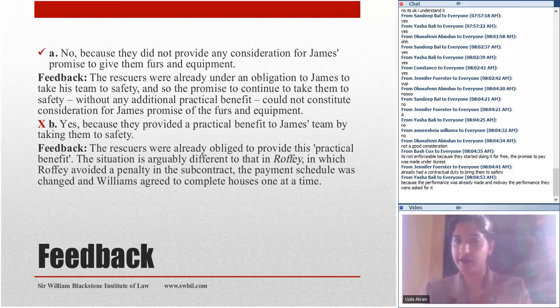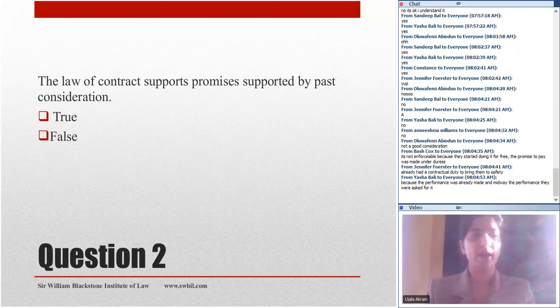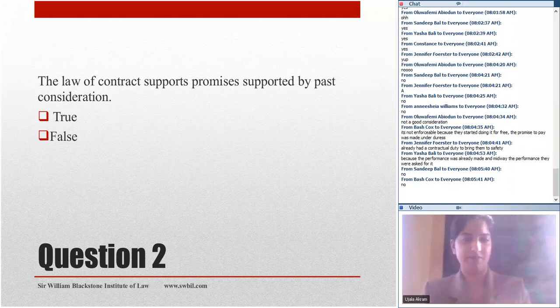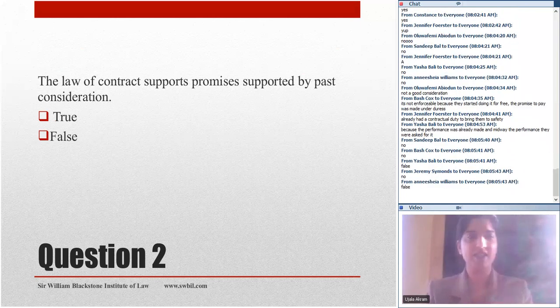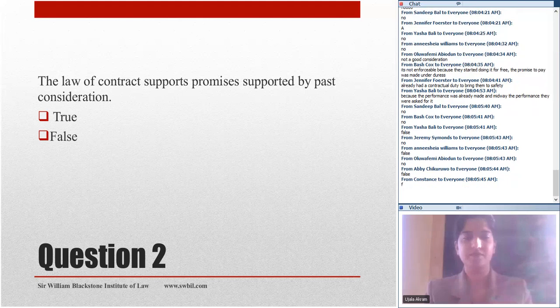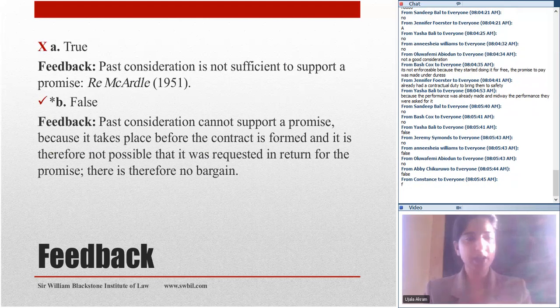So no is the correct answer. Very good. The law of contract supports promises supported by a past consideration. It's very easy. False. Absolutely right. Why? Because past consideration cannot support a promise, like we just discussed, because it takes place before the contract is formed. It is therefore not possible that it was requested in return for the promise, and therefore there is no bargain to it.